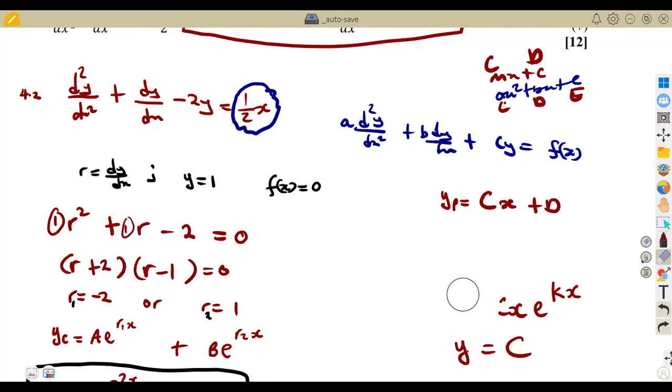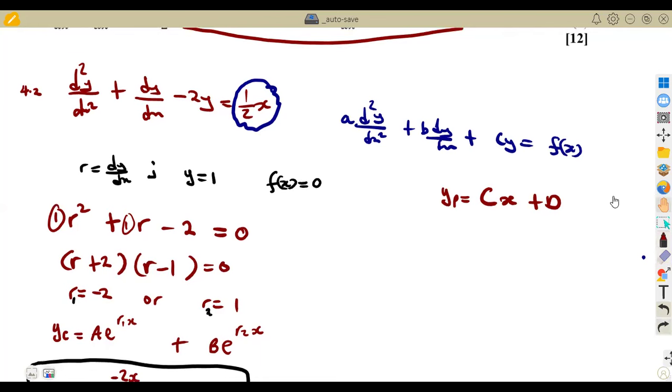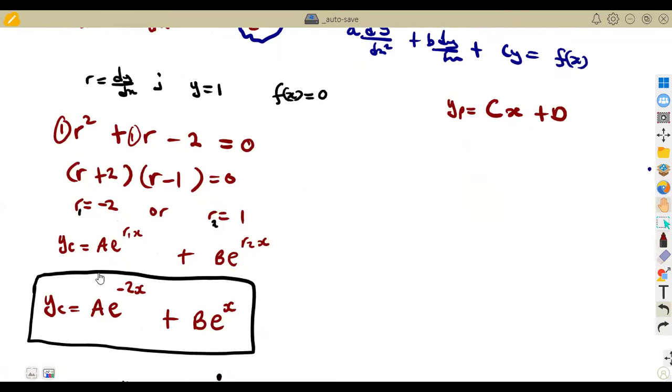So it depends on what you have on the f of x here. Our f of x is what? It's a linear. So we have to write it as a linear equation, Cx plus D, because we have already used A and B here. So we have to find the value of C and also the value of D. It does not matter whether you are going to find the particular solution or the general solution. You have to find C and D. From where? That is the question.